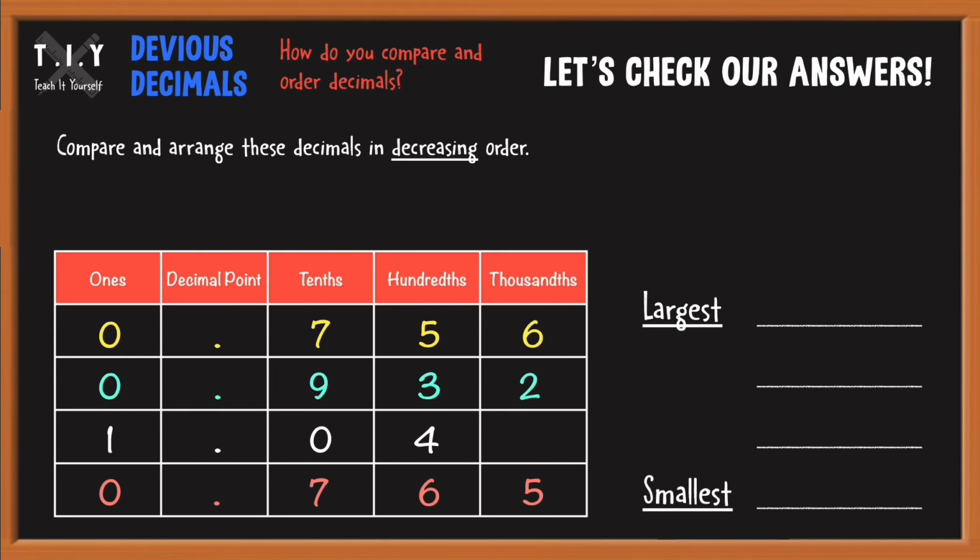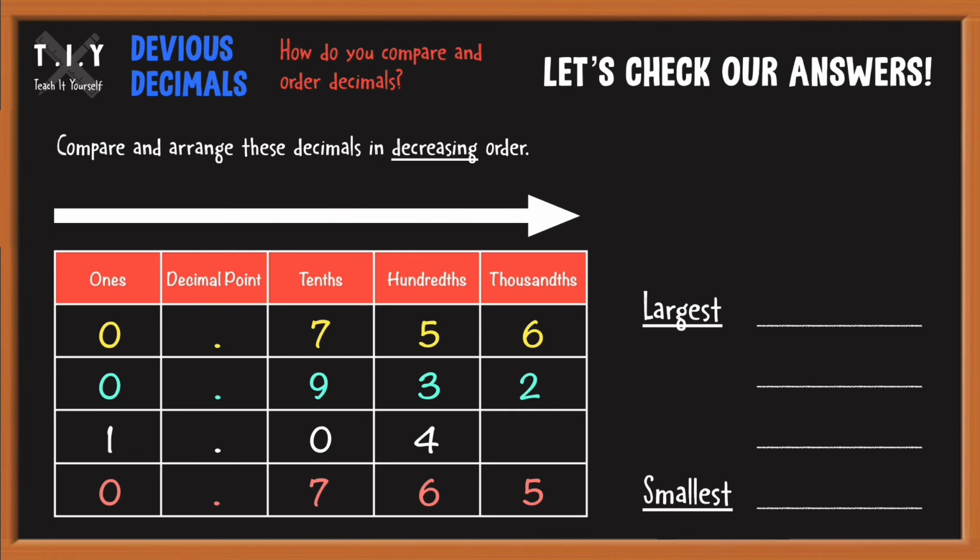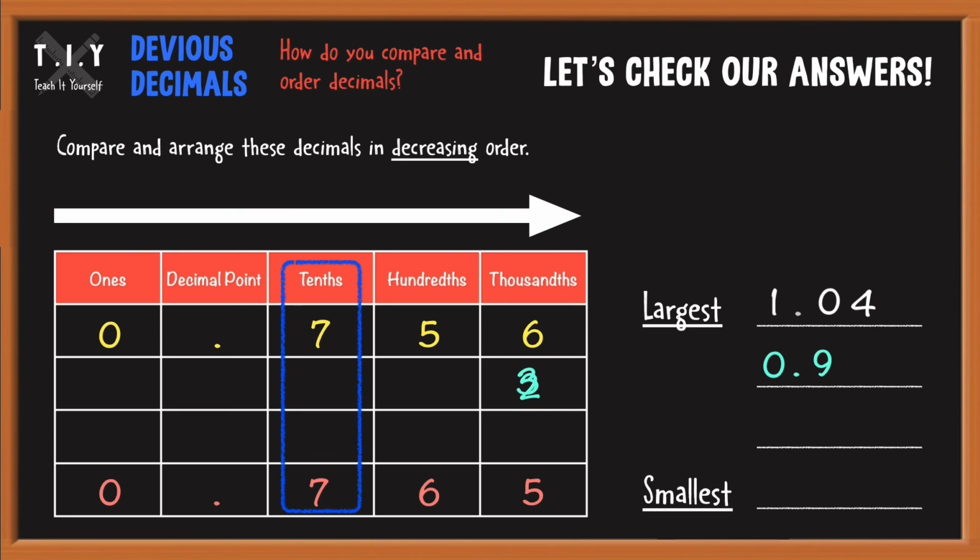Remember, when comparing numbers, we must move from left to right, from greatest value to smallest. Let's compare the ones. Here we can see the digit 1 is greater than the zeros, so our largest number is 1.04. Next, let's compare the tenths. Here we can see the digit 9 is greater than the sevens, so our next largest number is 0.932.